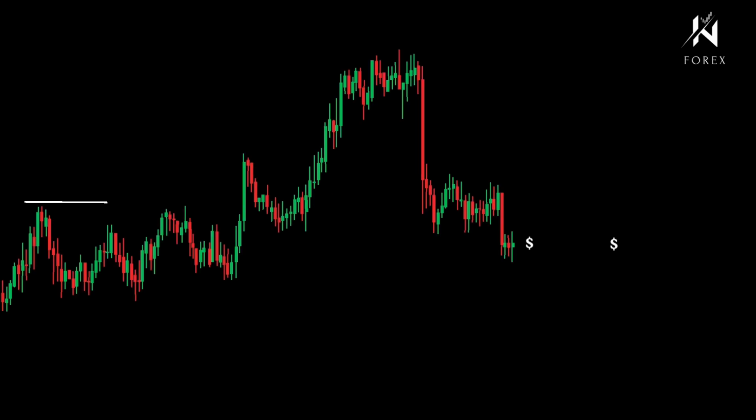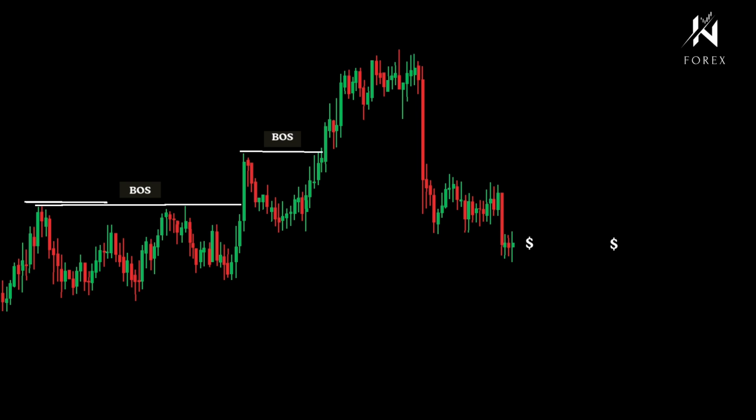GBP/JPY 1-hour chart analysis. On the 1-hour chart of GBP/JPY, we observe that the price is in a clear uptrend, marked by a series of bullish breaks of structure, BOS. Within this bullish context, two potential demand zones stand out, areas where price could reverse and continue the upward momentum.